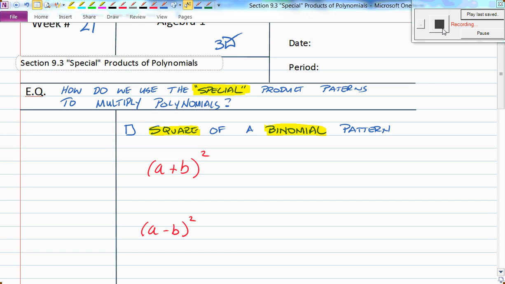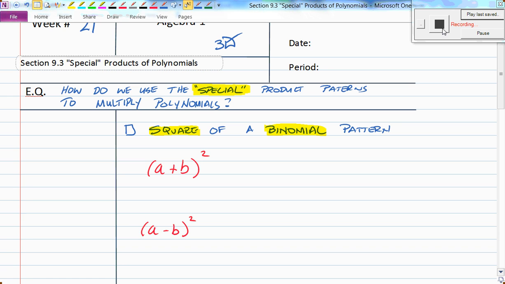We're talking about, in this 9.3, special products of polynomials. We're starting off special products of polynomials. The essential question for us is going to be, how do we use the special product pattern to multiply polynomials? And we're going to start off with the square of a binomial pattern.